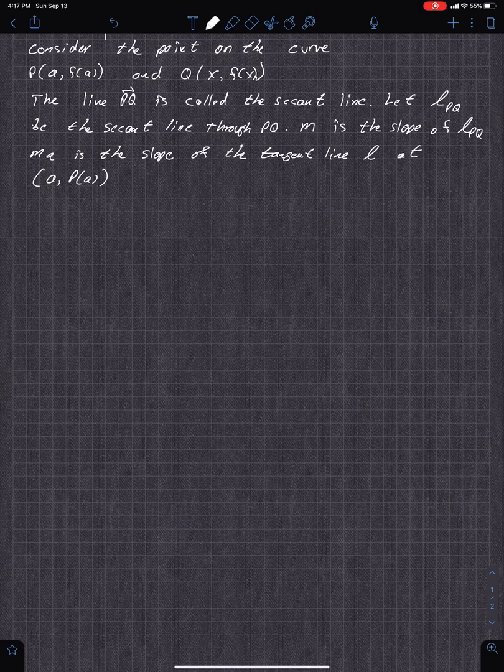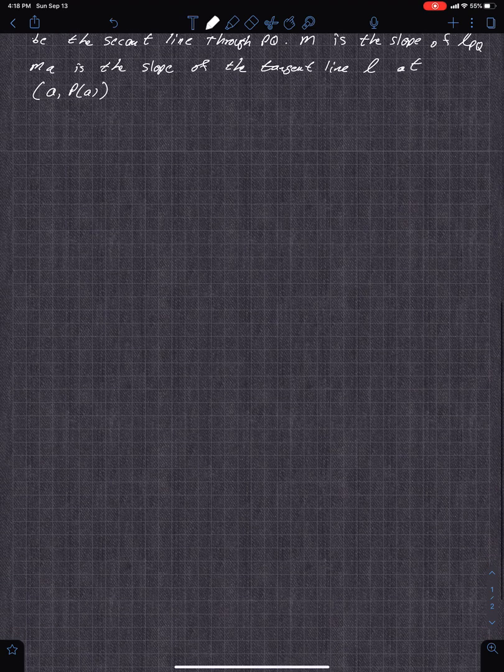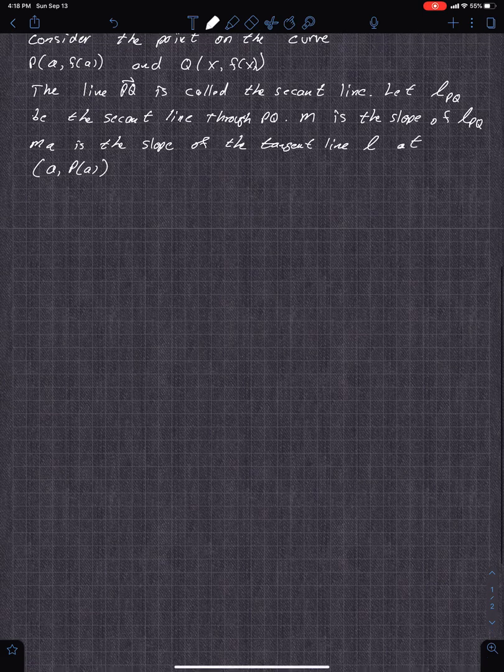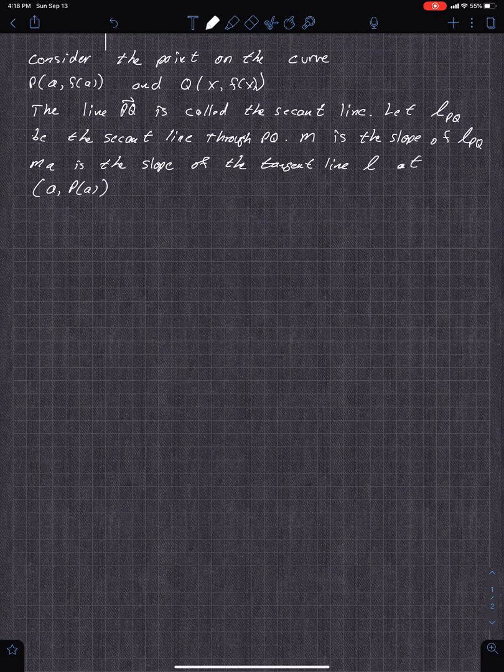Okay, so let's take a look at what this is. We have kind of this picture. I'm going to describe all that stuff now. So we have m_PQ. The slope of PQ is f of x minus f of a, all over x minus a.